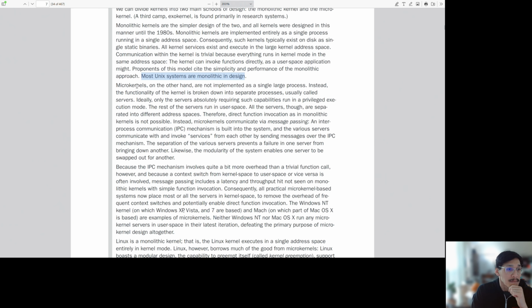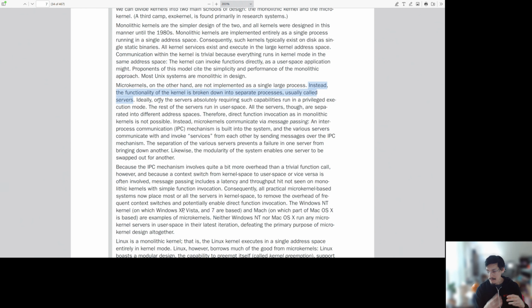Microkernels, on the other hand, are not implemented as a single large process. Instead, the functionality of the kernel is broken down into separate processes, usually called servers. So microkernels are composed of many small programs, and they communicate with each other through IPC, the same as when we had multiple processes doing IPC with each other through pipes, files, message passing, things like that. That's how these microkernel programs work, and each of these programs is called a server.